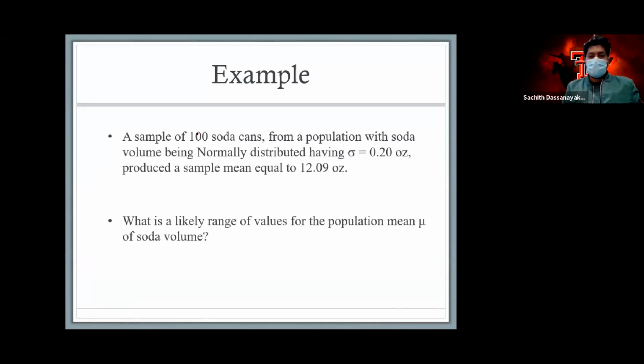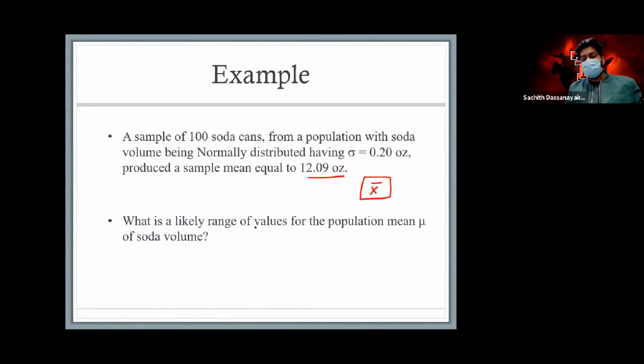Let's check this example. 100 soda cans, normally distributed, sigma given, sample mean given. So what is the likely range of values of the population mean mu? You know what the point estimator for mu is. Point estimator for mu is x bar, right?